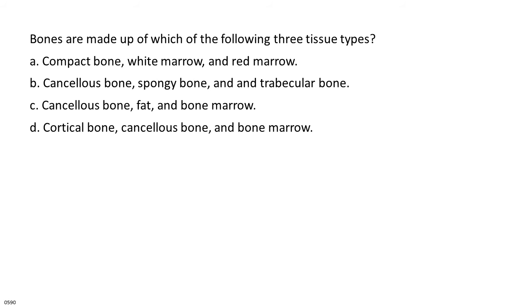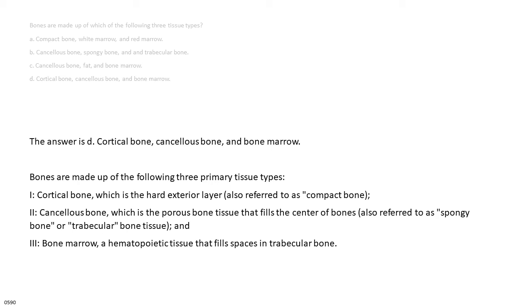Bones are made up of which of the following three tissue types? A. Compact bone, white marrow, and red marrow. B. Cancellous bone, spongy bone, and trabecular bone. C. Cancellous bone, fat, and bone marrow. D. Cortical bone, cancellous bone, and bone marrow. The answer is D. Cortical bone, cancellous bone, and bone marrow.